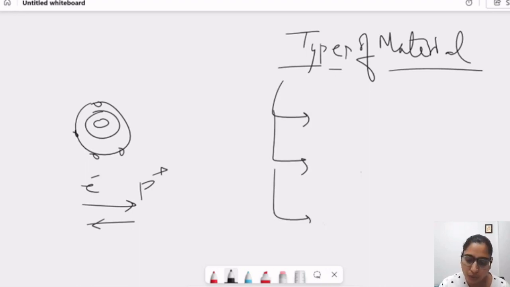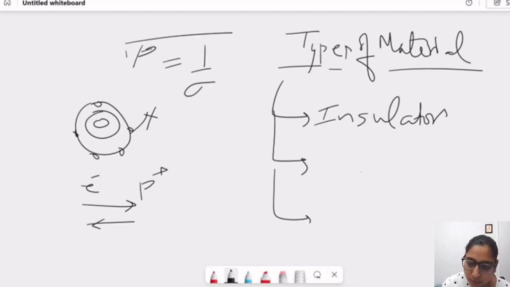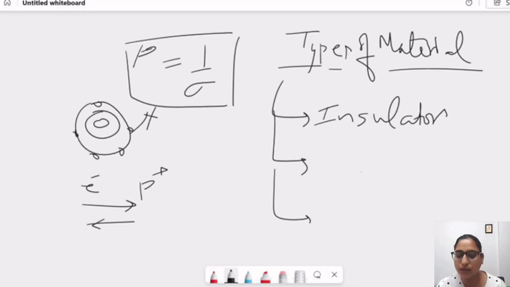If this attraction force, the electron-proton attraction force, is very high, it means this outermost electron does not want to move outside. It does not want to leave its shell and take part in conduction. Then these materials are called insulators, with very high resistivity and very low conductivity. So what is resistivity and conductivity? Rho is our resistivity and it is inversely proportional to conductivity. Conductivity is your mu. Okay, resistivity is rho, conductivity is mu.